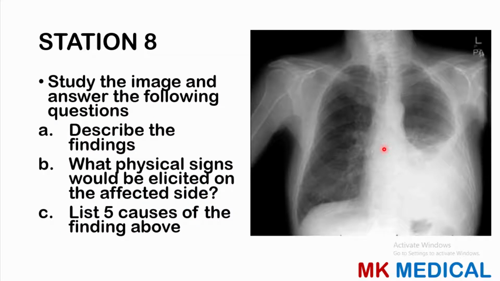Moving on to station 8, study the image and answer the following questions. Describe the findings. What physical signs would be elicited on the affected site? List 5 causes of the findings above. So I will give you 2 seconds to think through this, look at this x-ray, and shout your answers or write down your answers.